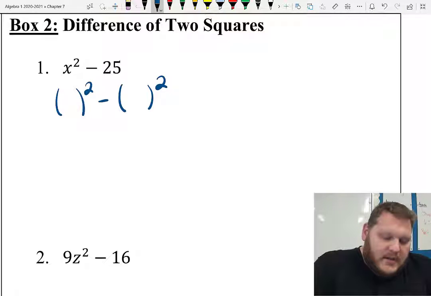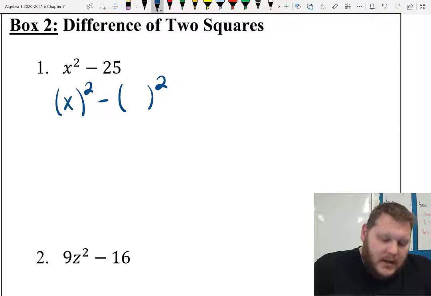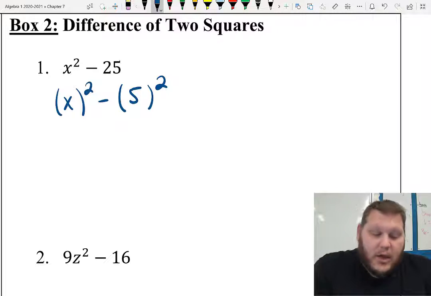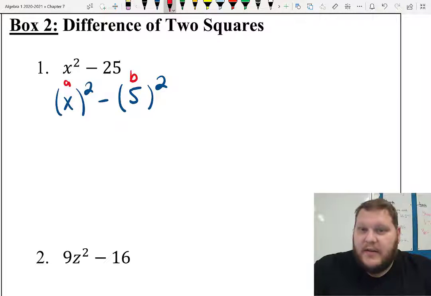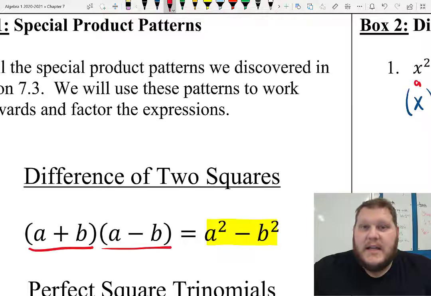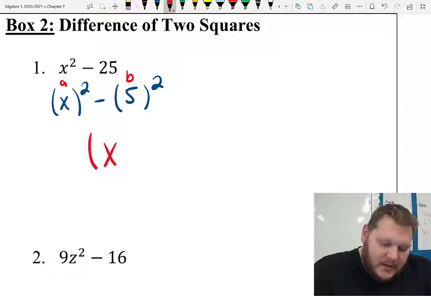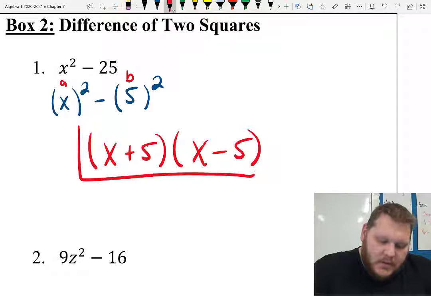So in here, we could say, all right, this first thing is obviously x, because if I square x, I would get x squared. And here, if I square 5, I would get 25. So it's pretty easy to see that this is a perfect difference of two squares. Once I know that, my x is my a value, my b is 5. And if you look back over here at this pattern, it factors out into a plus b times a minus b. So this would factor out into my first parenthesis, x plus 5, and my second parenthesis, x minus 5. And that would be factored completely.